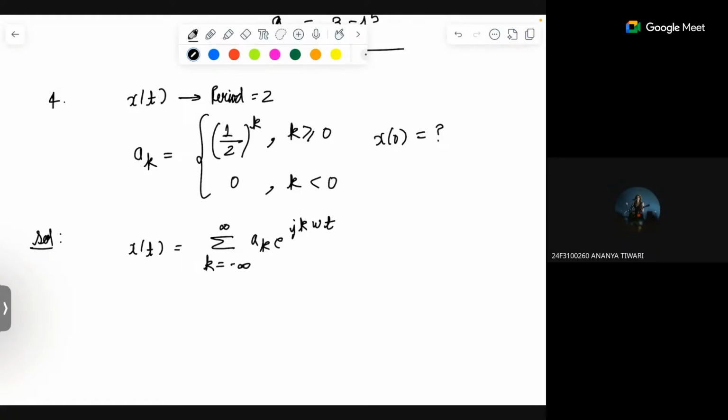Ma'am, is it 2? Yes, it is 2. Someone else was also saying something. Ananya got the right answer. Others, someone was saying something, I guess.